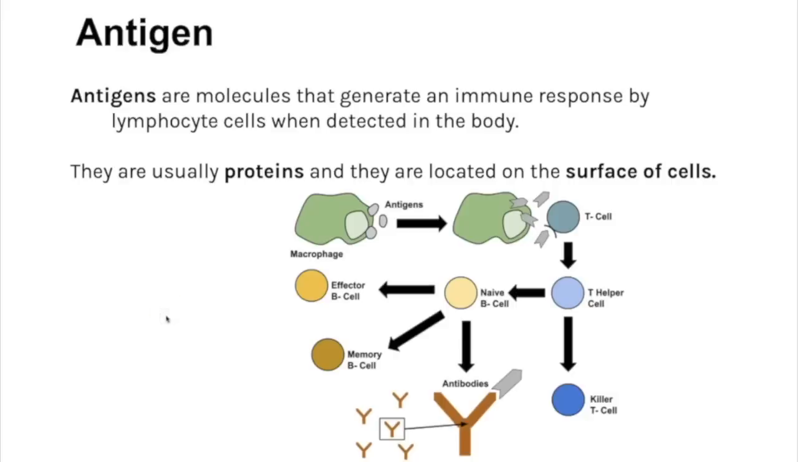Now, an antigen is a molecule that generates an immune response, and this is because it triggers the lymphocytes. They are usually proteins and they are located on the surface of the cells.